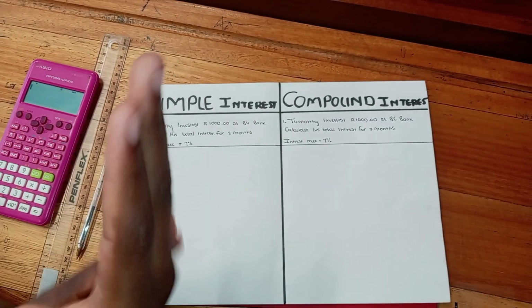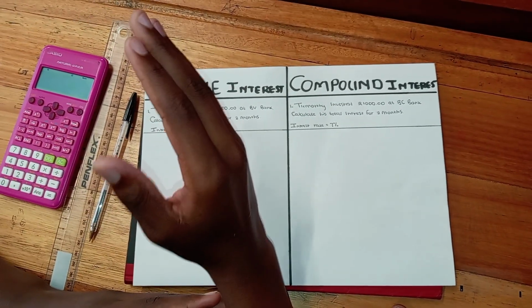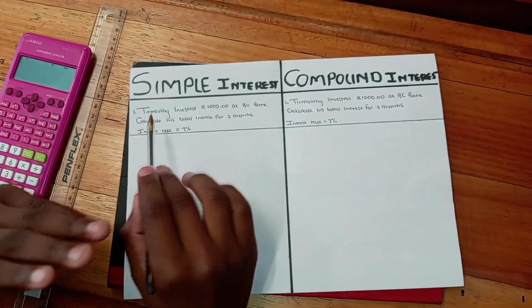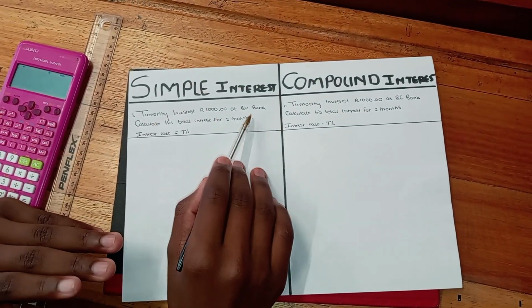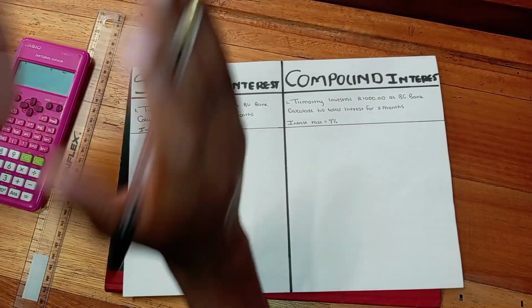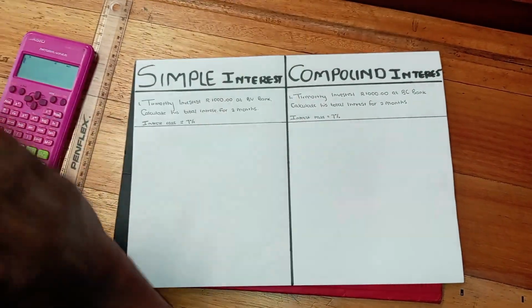So today we are doing simple interest and compound interest. This is a finance section for mathematical literacy. Today we have a scenario that says Timothy invested 1,000 rand at BB Bank. Calculate his total interest for 2 months, the interest rate being 7%. So here we are calculating our simple interest.